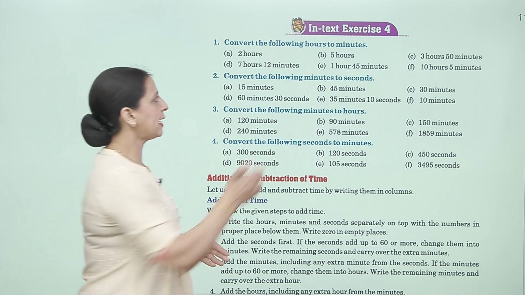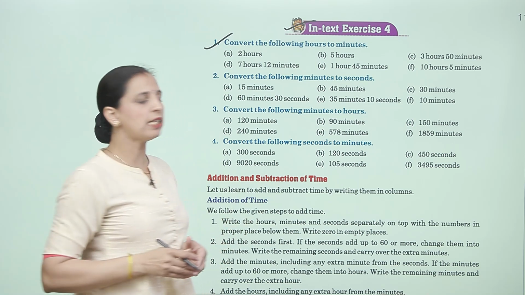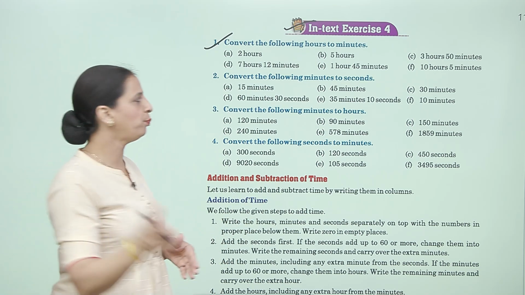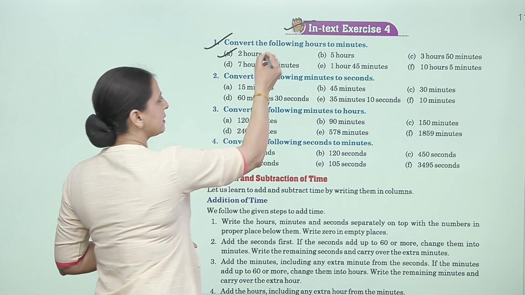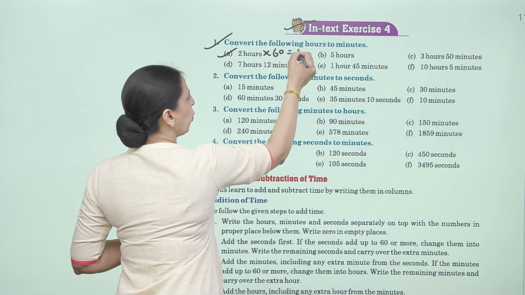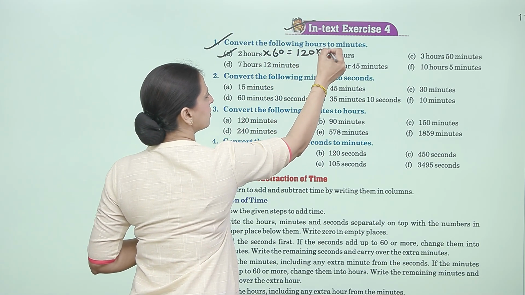Now, in text exercise 4, question number 1, convert the following hours into minutes. A part, 2 hours. 2 hours multiplied by 60 is equal to 120 minutes.